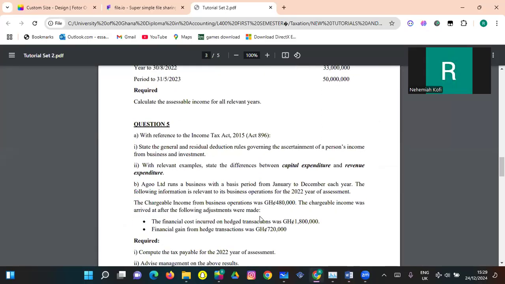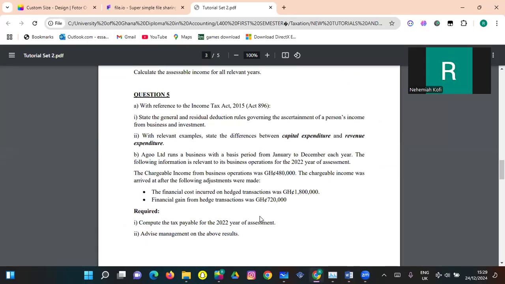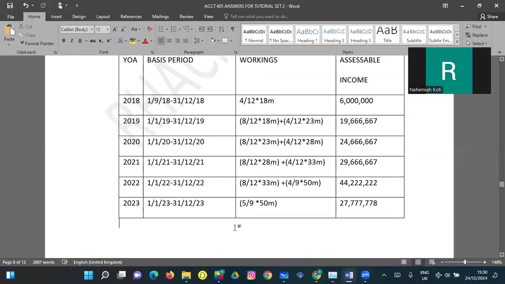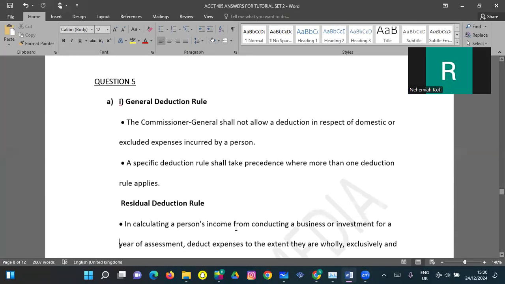So question 5, with reference to the Income Tax Act 2015 (Act 896), state the general and residual rules governing the computation of a person's income from business and investments. So the general deduction rule: the Commissioner-General shall not allow a deduction in respect of domestic or excluded expenses incurred by the person. Remember, we've spoken about domestic and excluded.